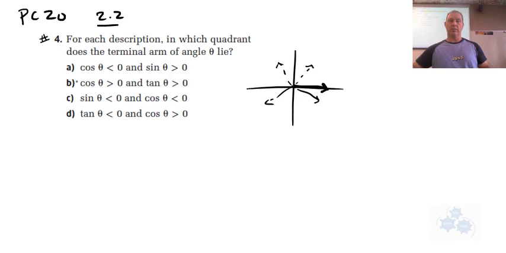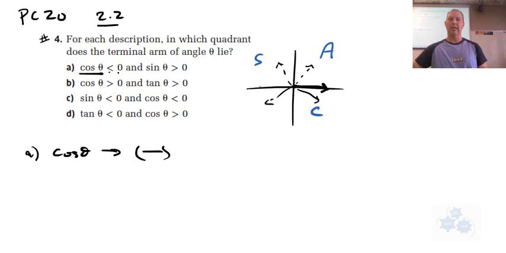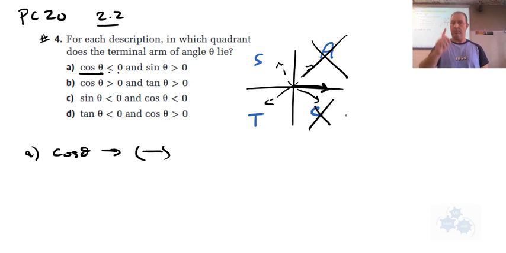So let's take a look at this. Cos of theta is less than 0. That means for A, cos of theta is negative. Now what we want to remember is our CAST rule. C, A, S, T. So for A, if cos is negative, guess what? It's not in quadrant 1 because cos would be positive. And it's not in quadrant 4 because cos would be positive. So it's got to be in either 2 or 3.